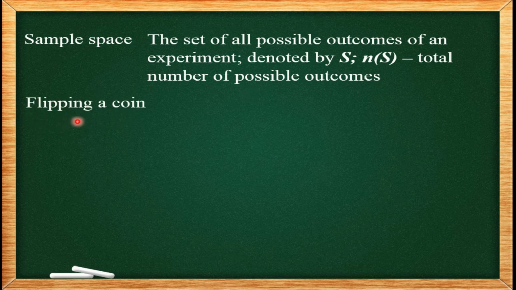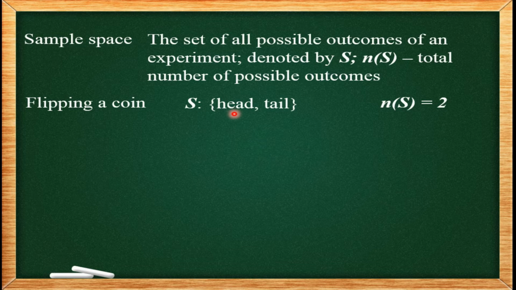In the experiment flipping a coin, there are two possible outcomes, the head and the tail. So enumerate the possible outcomes in this manner. This is our sample space such that our N of S is equal to 2. That's 1 and 2.